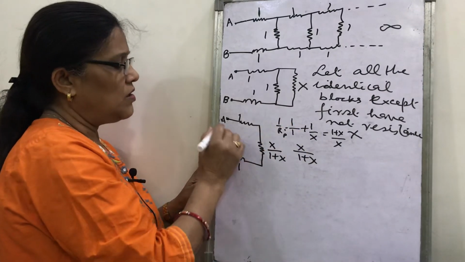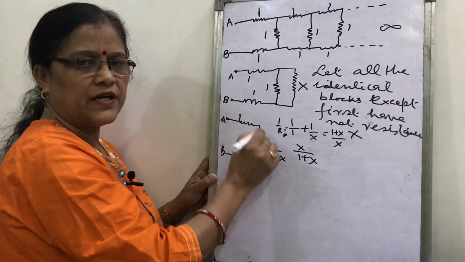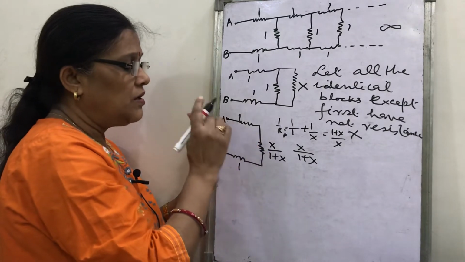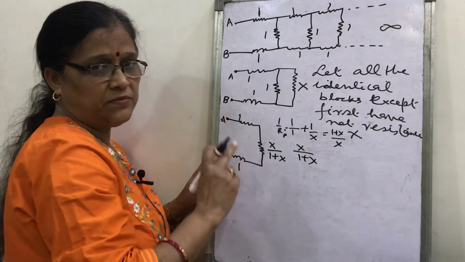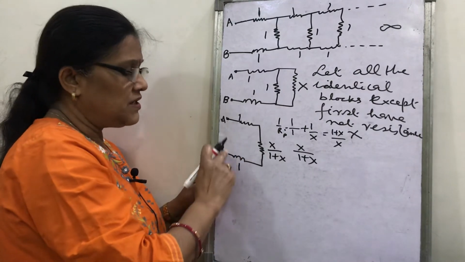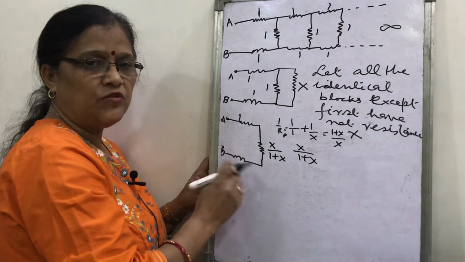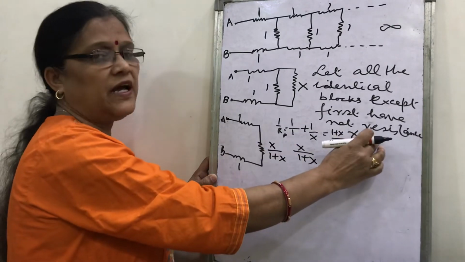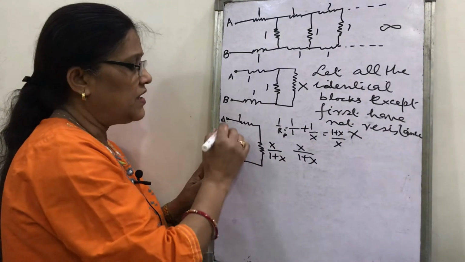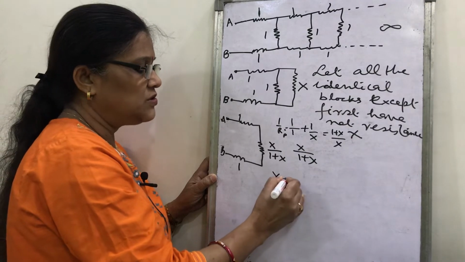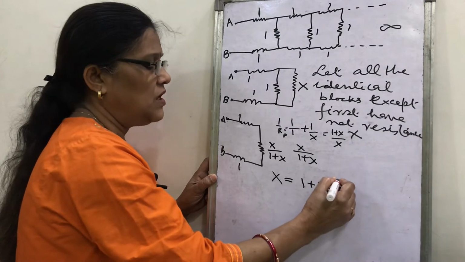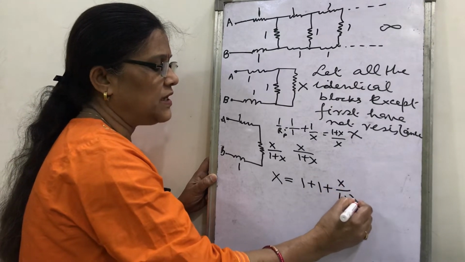Now how are the three resistances connected? They are connected in series. So again, what is the concept behind this? The equivalent resistance or net resistance between the points A and B will be the same as X. So what will you write here? That this X is also equal to 1 plus 1 plus X upon 1 plus X.